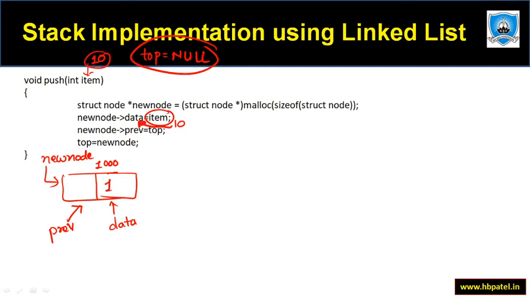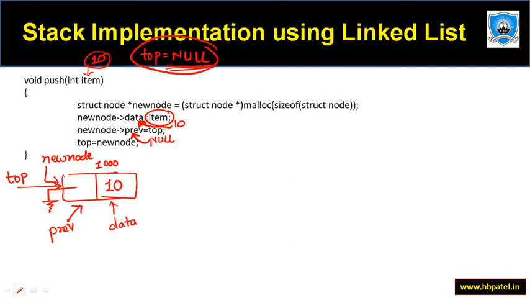Now this item 10 is stored in new node arrow data, and new node arrow previous equals top. What's the value of top? Top equals null, so that null is stored in the previous part. And then top equals new node. So now this is my new top. Earlier the top was null, now my top is 1000. This is when I call this function the first time.